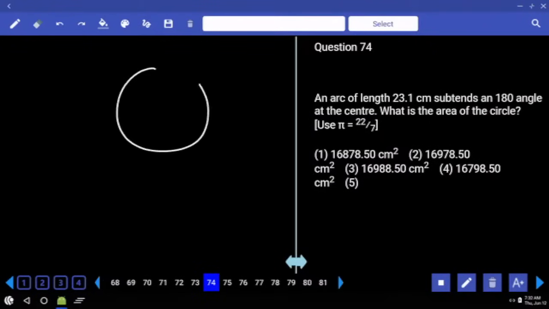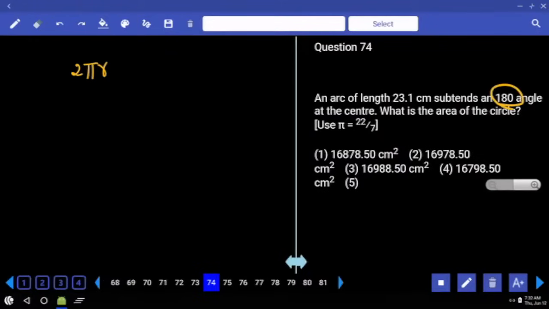So the arc makes an angle of 18 degrees. Here it is 18 degrees. The length of the arc is given. If it is a full circle, what is this called? Circumference, 2 pi r. 2 pi r should be the length of the total arc for a full circle, where the angle is 360 degrees. But our angle is 18.